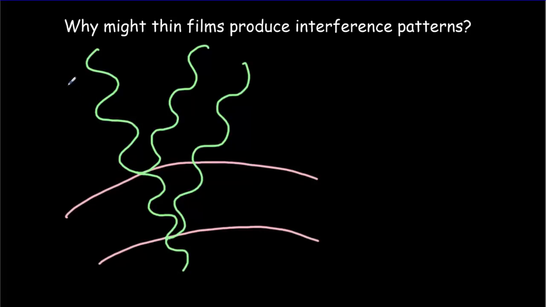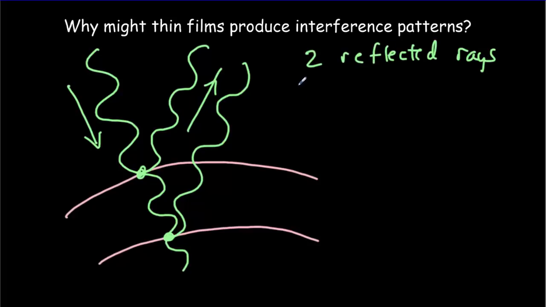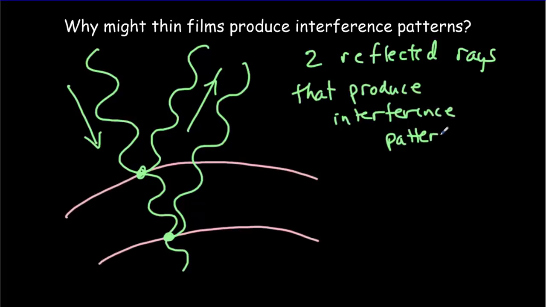But the key feature here is that we've got one ray coming in, but we've got two rays going out because you've got the two reflections. And of course, two waves can interfere with each other. So it's those two reflected rays that produce that interference pattern. And generally, for a soap bubble, this is going to be quite complex because you've got white light coming in, which is a broad spectrum of wavelengths. So you're going to have all kinds of phase relationships between the two reflected rays.